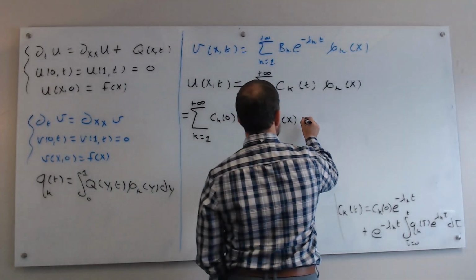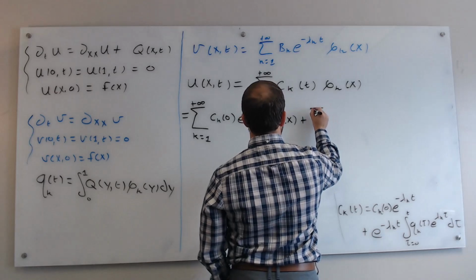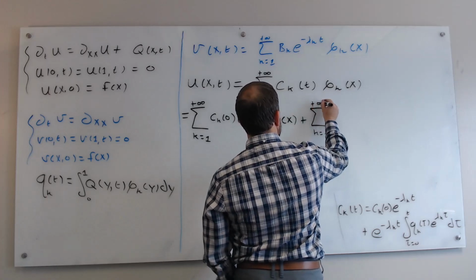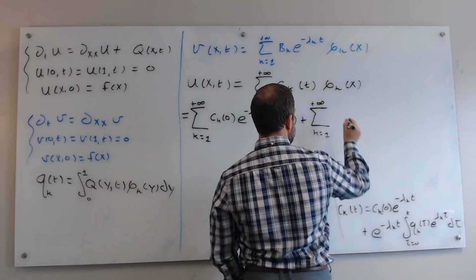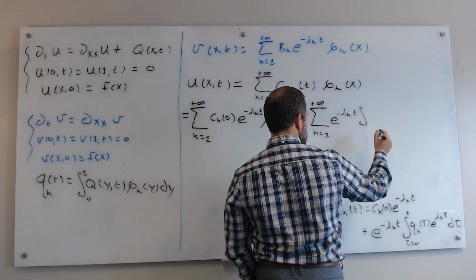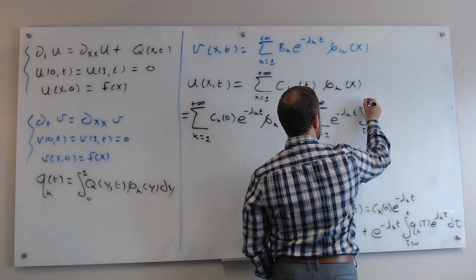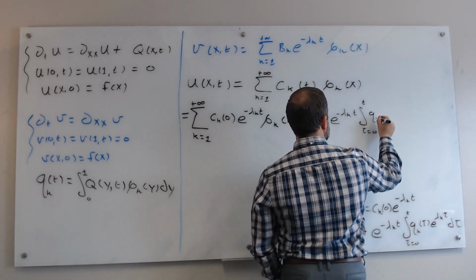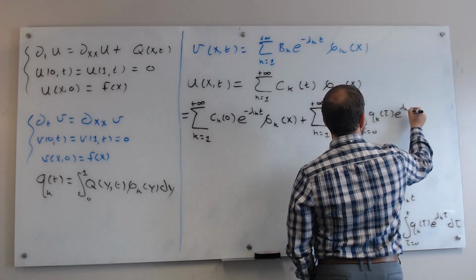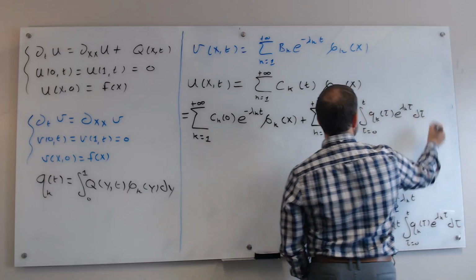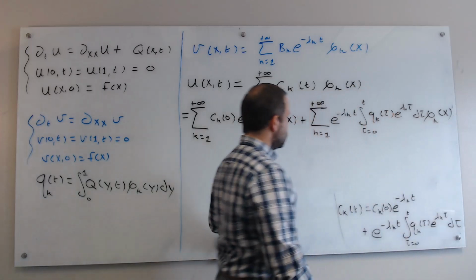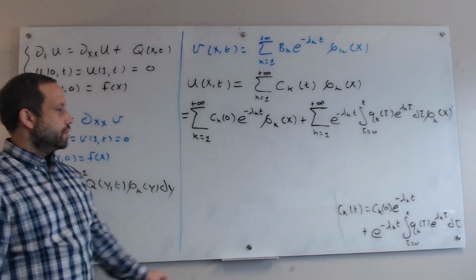So we're going to have plus the sum k equals 1 to infinity. This part right here. So this is e to the minus lambda kt times the integral from tau equals 0 to t of little qk of tau e to the lambda k tau d tau, and then we're going to multiply this by the same phi k of x. Okay, so that's what we have there. So now I'm going to erase this part here.